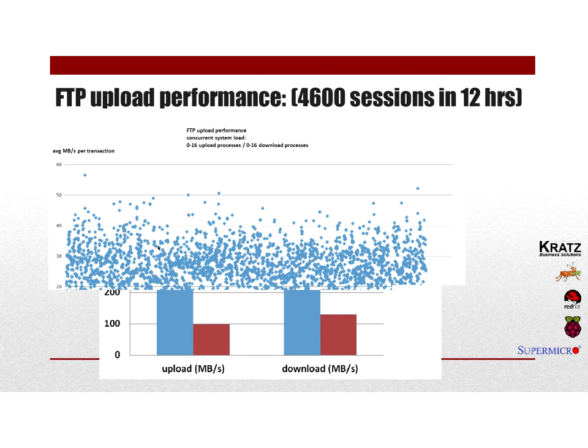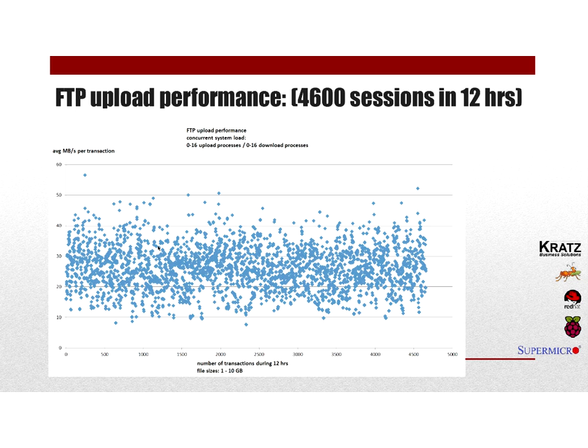So this is a graphical representation of all the 4,600 upload sessions that happened in 12 hours. Every dot presents the average upload performance. You see that all the dots are at least 10 megabytes per second per transaction. Of course, there are some exceptions which maybe drop to 8 or 7, I see.